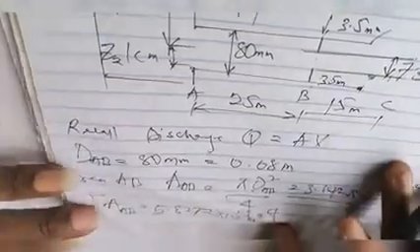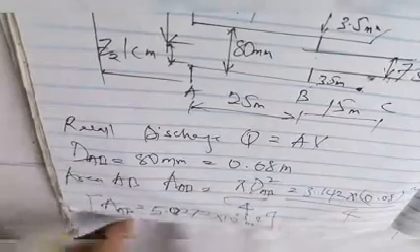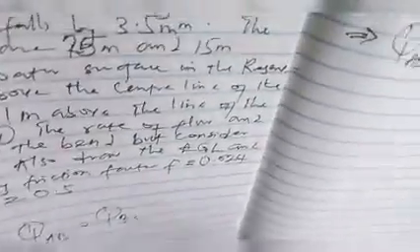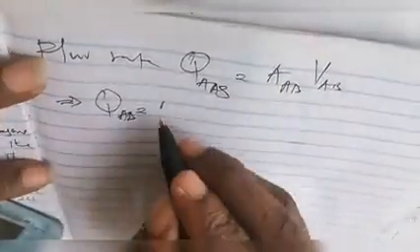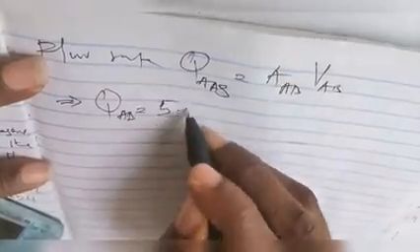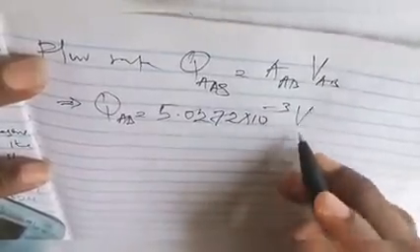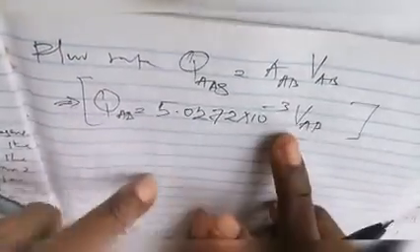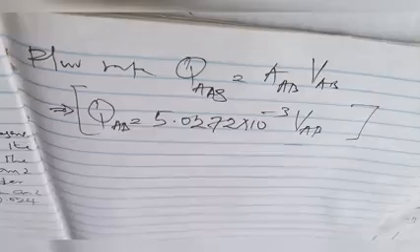So the area is 5.0272 by 10 to the power of minus 3. So that gives us the area. If we know the area, we can now compute here. So we have in place of area 5.0272 by 10 to the power of minus 3 times velocity AB. So this is now the discharge or the flow rate we are asked to find, but we don't know this velocity. That is where we have to now apply or consider all the losses involved.